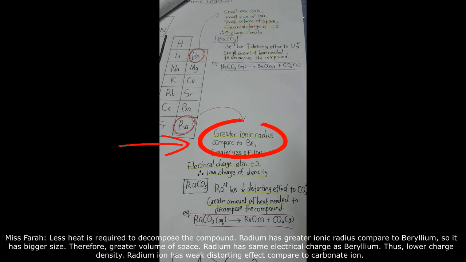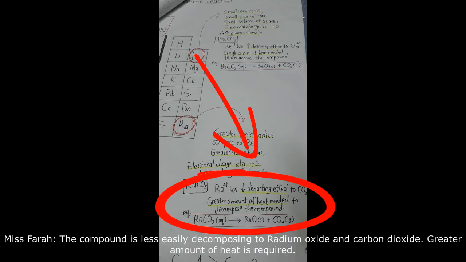Radium has a greater ionic radius compared to beryllium, so it has a bigger size. Therefore, a greater volume of space. Radium has the same electrical charge as beryllium, thus lower charge density. The radium ion has a weak distorting effect on the carbonate ion. The compound decomposes less easily to radium oxide and carbon dioxide. A greater amount of heat is required.